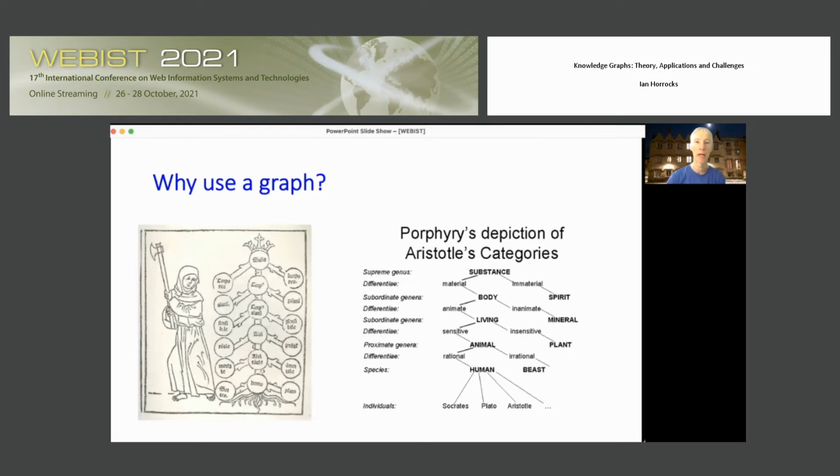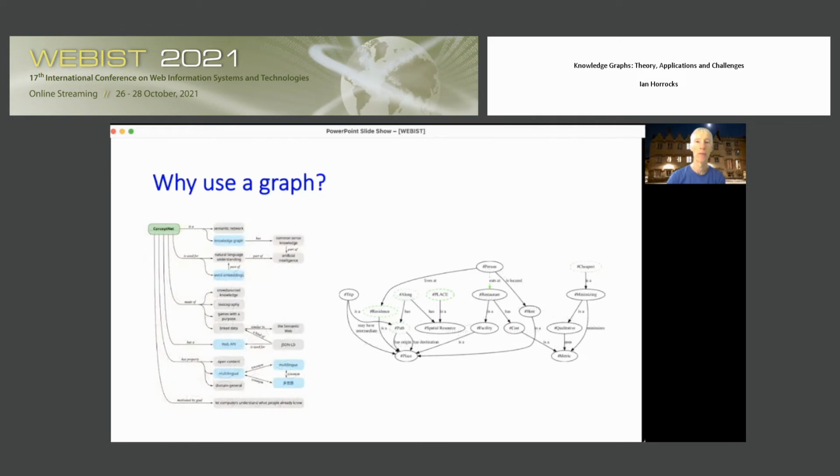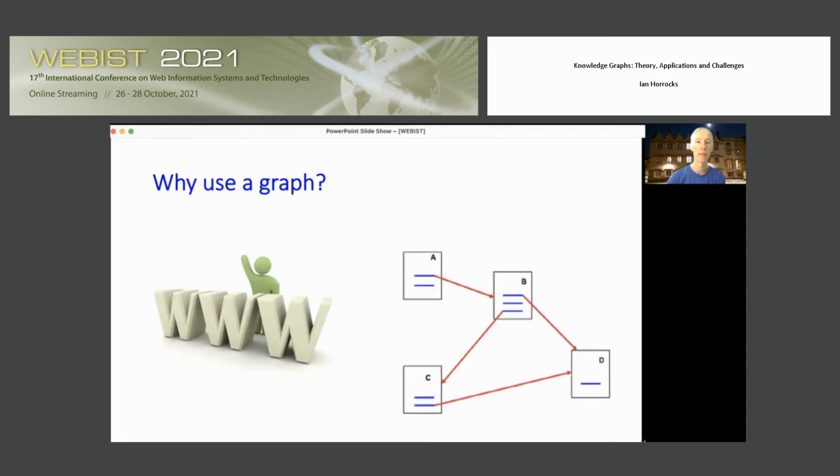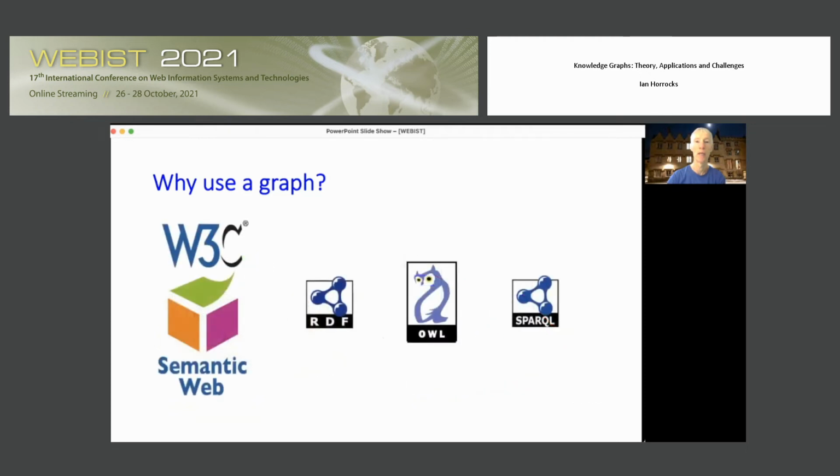In more recent times, semantic networks were developed in the early days of AI. And even more recently, if we consider the web, we can think of it as a graph that connects documents via URLs. The idea to transform this into something closer to a semantic network motivated semantic web research and the development of standards for graph-structured knowledge representation on the web, in particular RDF, OWL, and SPARQL.